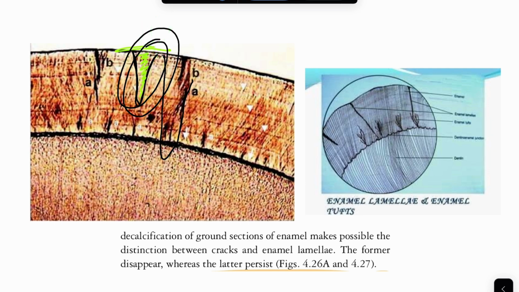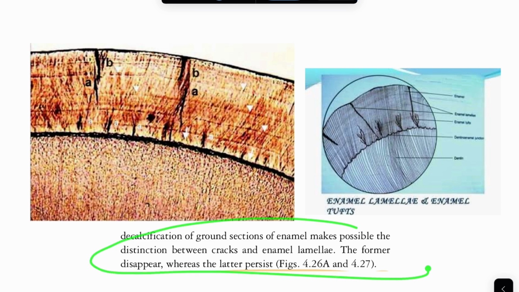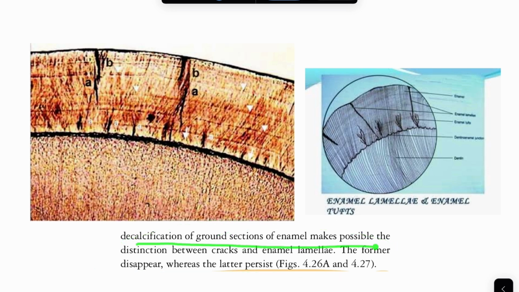So this is enamel lamellae, and they appear leaf-like and very similar to cracks. Also there was this point mentioned in Orban's: decalcification of ground section of enamel makes possible the distinction between cracks and enamel lamellae. The former disappears while the latter persists.